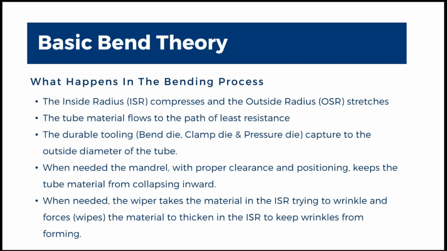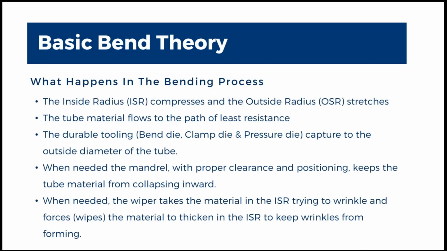Thank you, Michael. To begin the basic bend theory, let's talk about what happens in the bending process. The inside radius, known as the ISR, compresses, and the outside radius, known as the OSR, stretches. The tube material flows in the path of least resistance. The durable tooling, known as the bend die, clamp die, and pressure die, capture the outside of the tube.